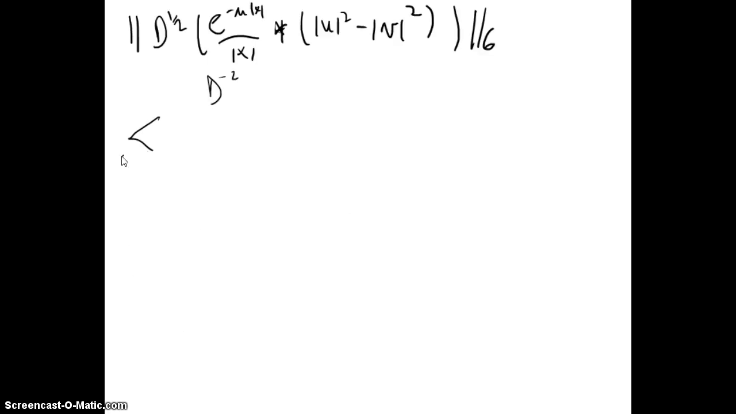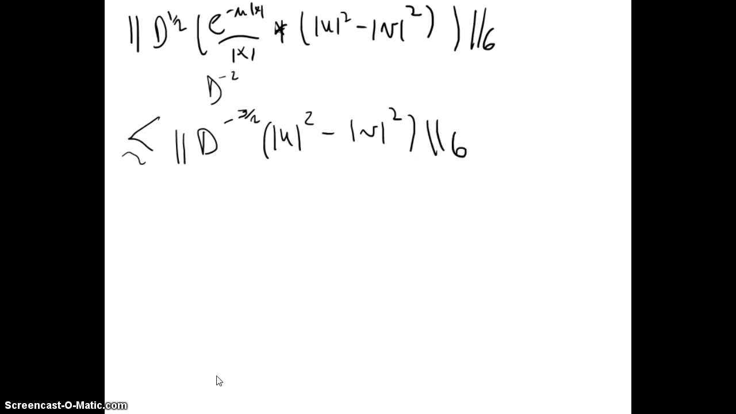so this will be less than or equal, within a constant, to, well, if we apply d minus 2 and then 1 half, d minus 3 half, u squared minus b squared norm 6. Okay, so we can transform now this again into kernel notation. That would be norm of g mu 3.5 convolution u squared minus b squared norm 6.